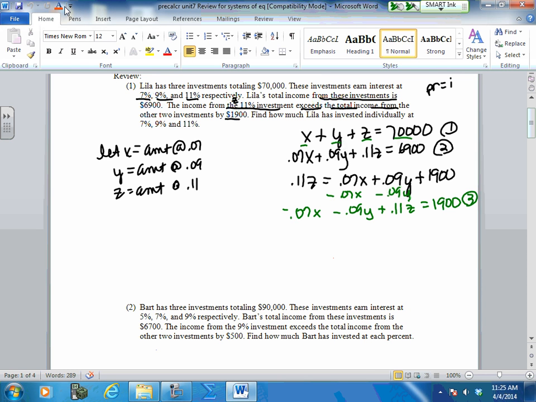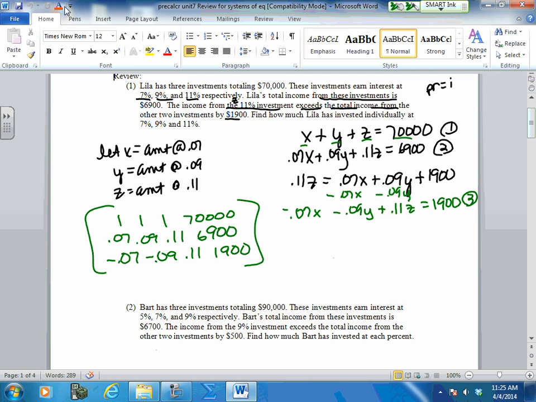So let's build our matrix. 1, 1, 1, 70,000. 0.07, 0.09, 0.11, 6,900. Now watch the negatives: negative 0.07, negative 0.09, 0.11, 1,900. You're going to do RREF, and it's going to tell you that X is 10,000, that Y is 20,000, and that Z is 40,000. There's your 3 investments.